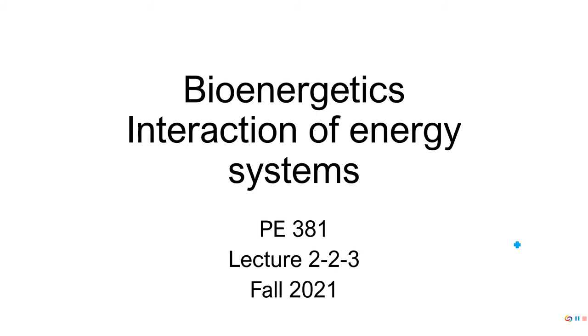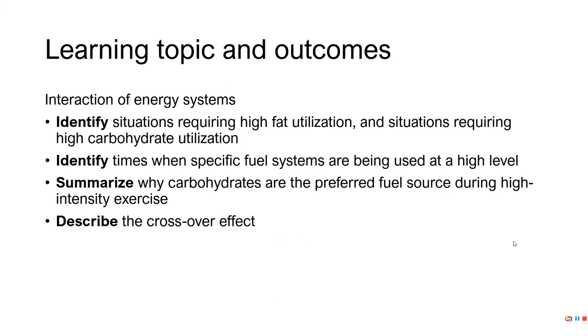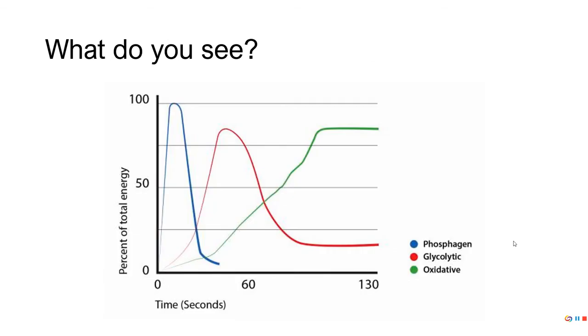Okay, so we're going to talk about how the energy systems interact. We've talked about three primary systems: ATP-PCR, glycolysis or anaerobic metabolism, and aerobic metabolism. Now, we're also going to talk about fats and carbs here a little bit. So I want you to take a minute and look at this figure here.